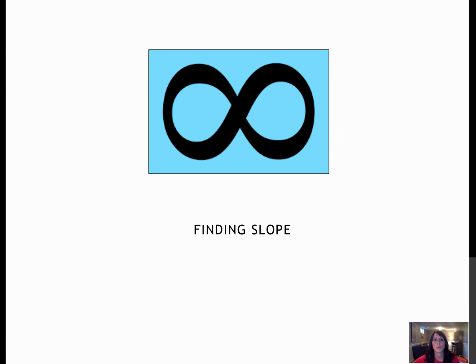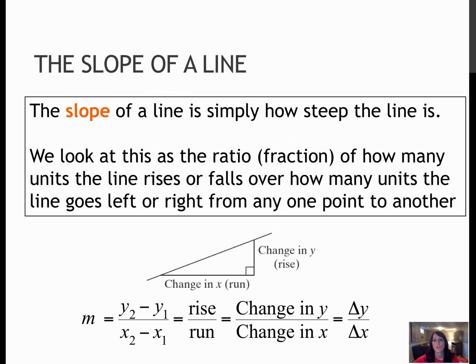In this lesson, we will find slope. So the slope of the line is how steep a line is. We always look at that in terms of a ratio, which is of course just a fraction of how many units the line rises or falls, so the change this way, over how many units the line goes left or right, so the change this way.